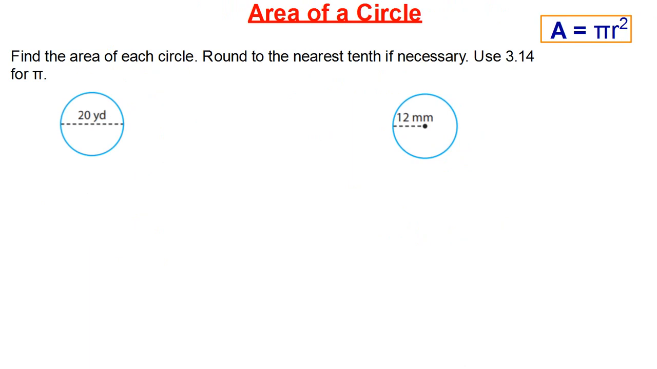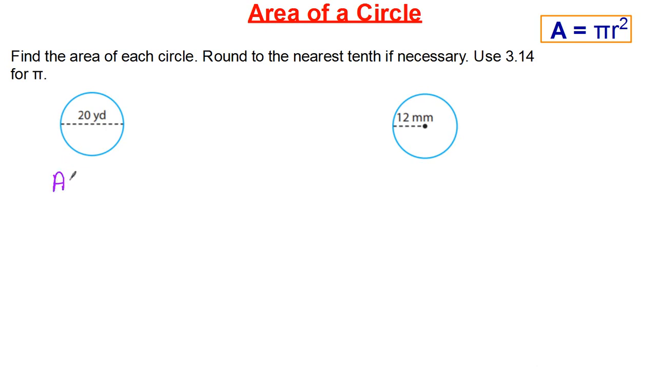You write down the formula and then you plug in. The only thing different here is that instead of it being pi times diameter, it's actually pi times the radius squared. Okay, so find the area of each circle, round to the nearest tenth if necessary, use 3.14 for pi.